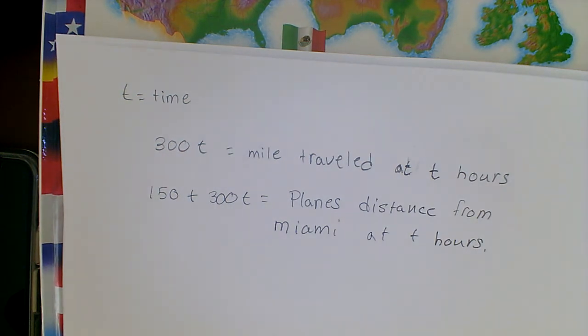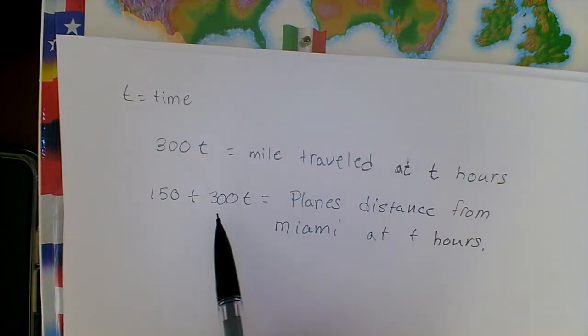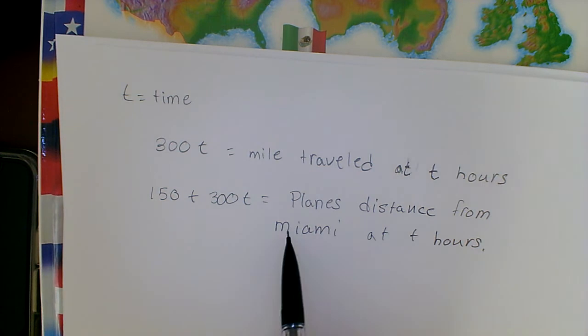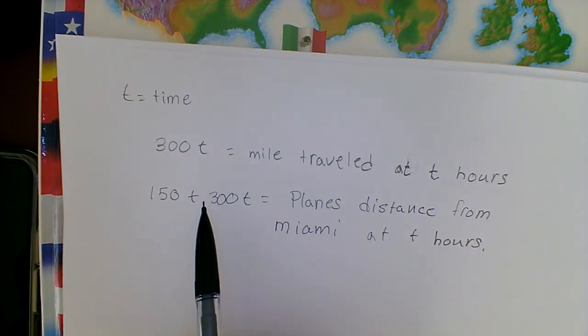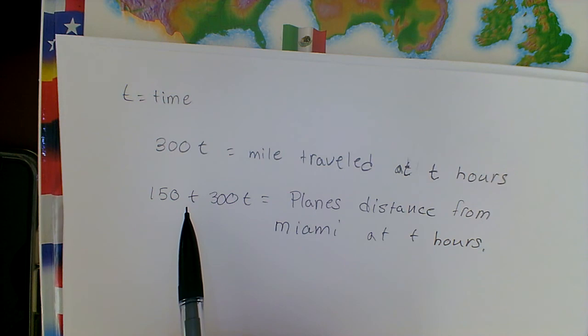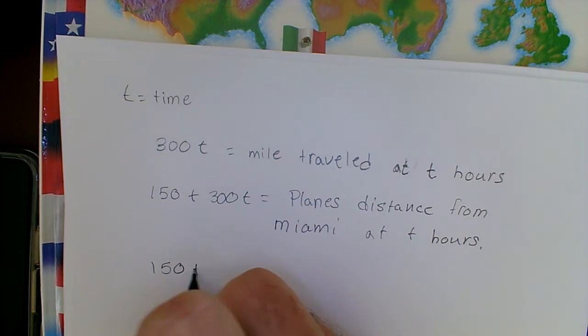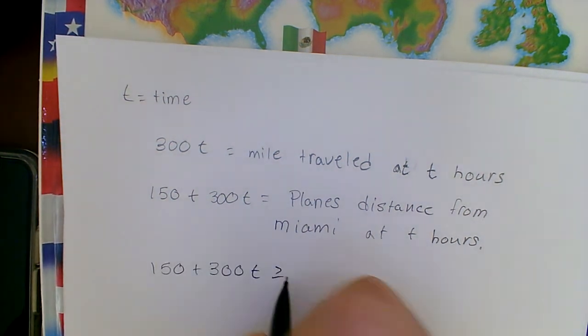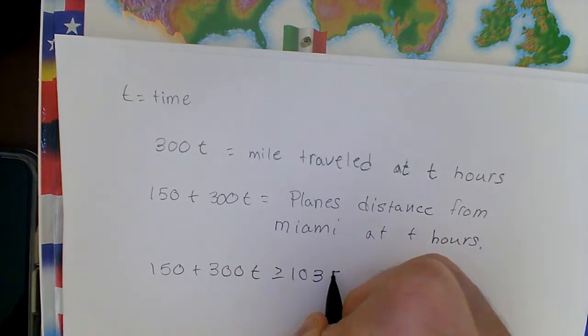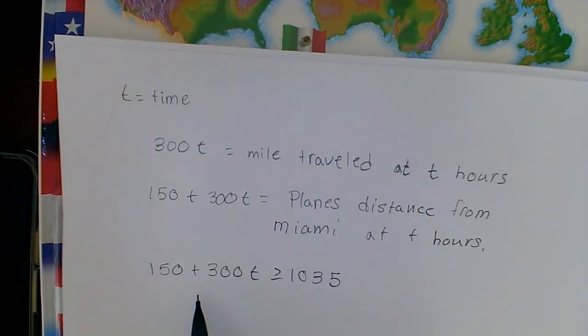Okay, so we also know that the distance of this trip is 1,035 miles. So if this distance from Miami becomes bigger than or equal to the distance of the trip, then we might be a little concerned that the plane didn't make it. So 150 plus 300t is greater than or equal to 1035, right? Because if the distance on the left becomes more than the distance of the entire trip, something probably went wrong.